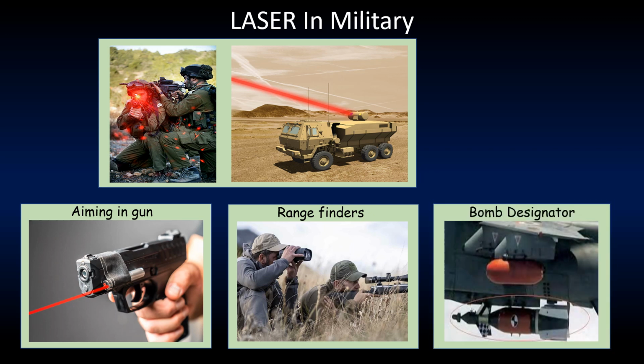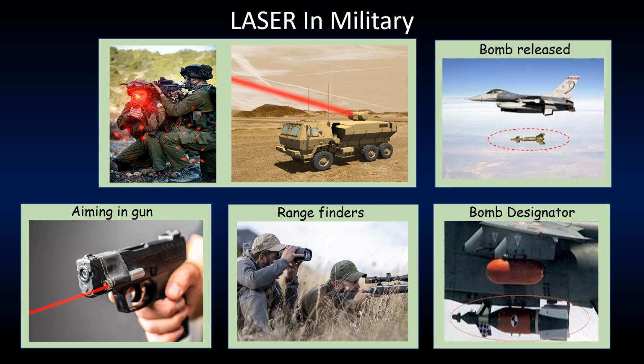It works by shining low-powered laser beam at the desired target. After the target has been designated, a bomb is released, either from an airplane or from a ground-based missile. This is known as smart bomb because it carries sensor that can detect the laser beam and destroy the target.